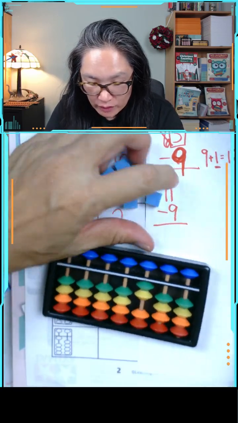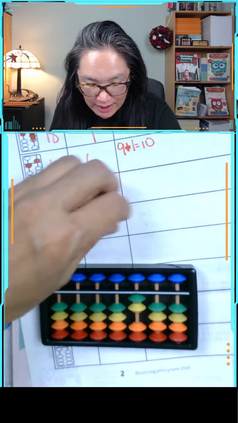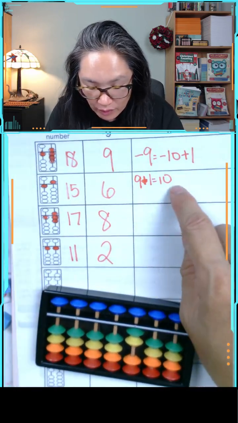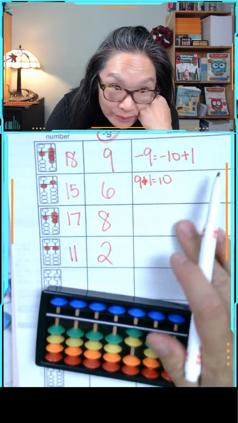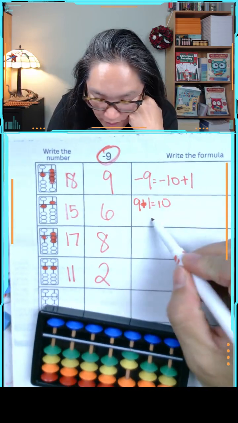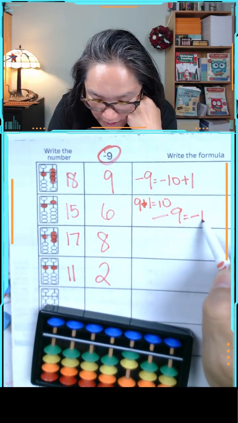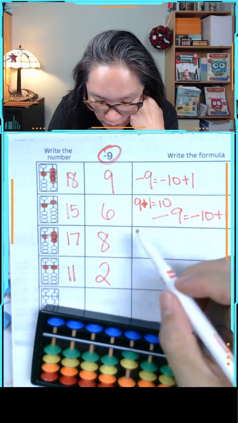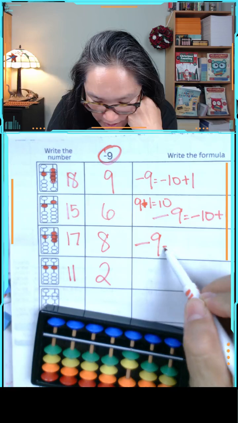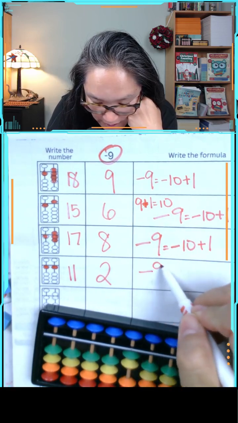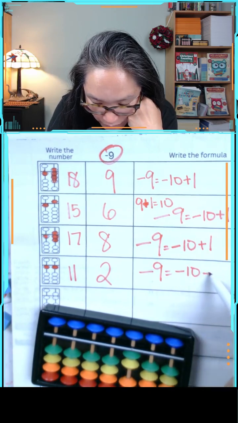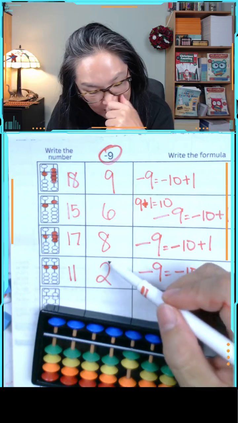So again, what are we doing? We're not memorizing how to make these numbers. We're memorizing what the formula is. So when we minus the 9 is what? Minus the 9 is equal to minus the 10 plus the 1. We do it again. Minus the 9 is equal to minus the 10 plus the 1. And we do it again. Minus the 9 is equal to minus the 10 plus the 1. Why? This is the answers.